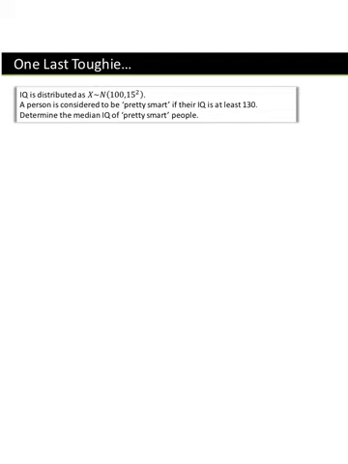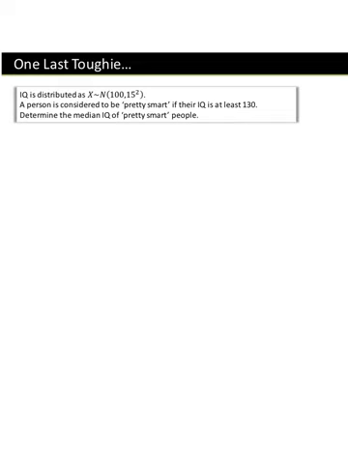This is quite a tricky question. We've got IQ distributed as x, a random variable x, with a normal distribution of mean 100 and a standard deviation of 15. A person is considered to be pretty smart if their IQ is at least 130. Determine the median IQ of pretty smart people. So if we've got IQs above 130, we want to know what the median IQ of those pretty smart people is.